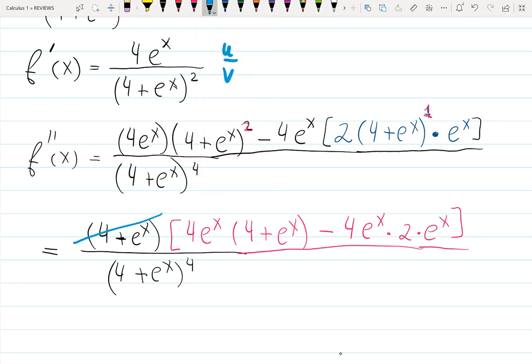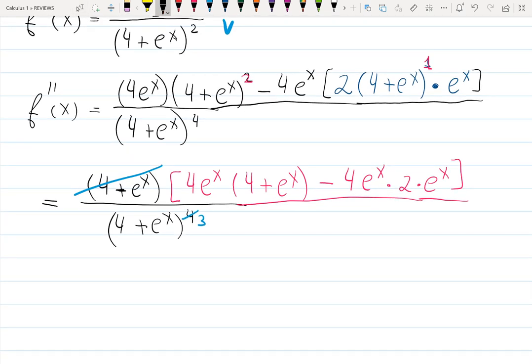I can cancel out 4 plus e to the x and decrease the exponent in the denominator. So the denominator now will be cubed: 4 plus e to the x cubed. The numerator will be 4.